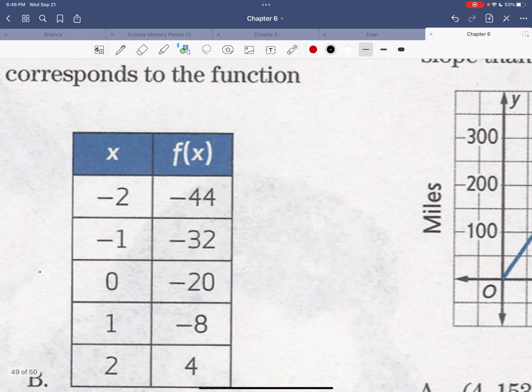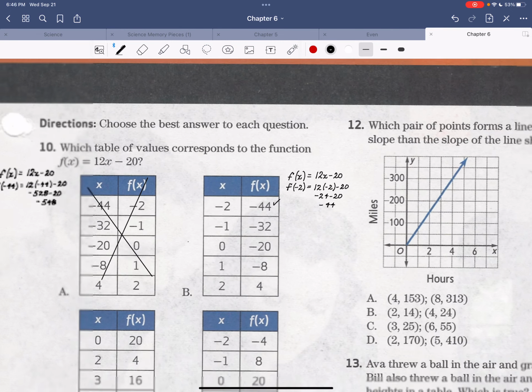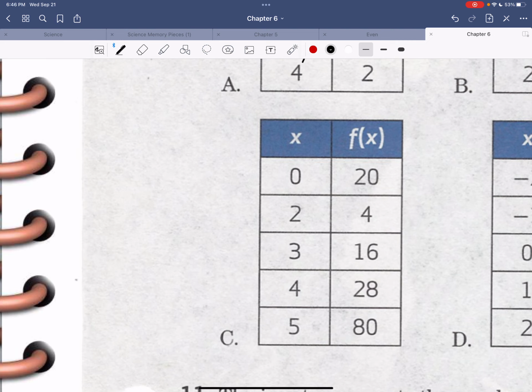Okay, B, I'm going to bring that function back in, and we're going to try a negative 2 this time, and we should get negative 44 if this is the one. And so we have negative 24 minus 20, and that's negative 44. So it passed the first test. That still doesn't mean this is the answer, because it could fail the other 4 tests. But I like it so far. We'll come back to that one if we need to.